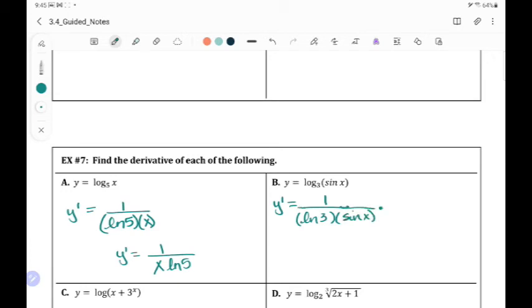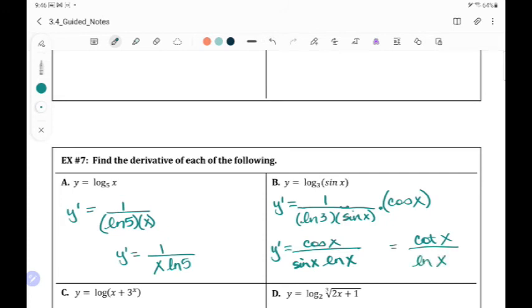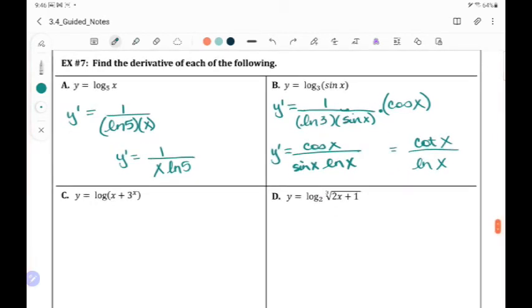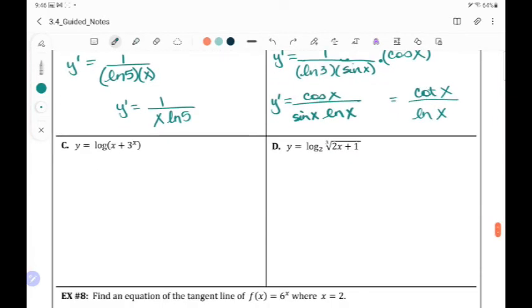And then we multiply times the derivative of sine x, which is cosine x. Now for me, when I simplify this, my brain immediately says, wait, if I have a cosine x in the numerator and a sine x in the denominator, then that's the same as cotangent. So if I wanted to, I could simplify that as cotangent x over natural log of x. This is not required, but if it were a multiple choice question and you were having to simplify to get the correct answer, your choice could look like this or like this, and you would want to be able to recognize either one. Cosine over sine is the same thing as cotangent.